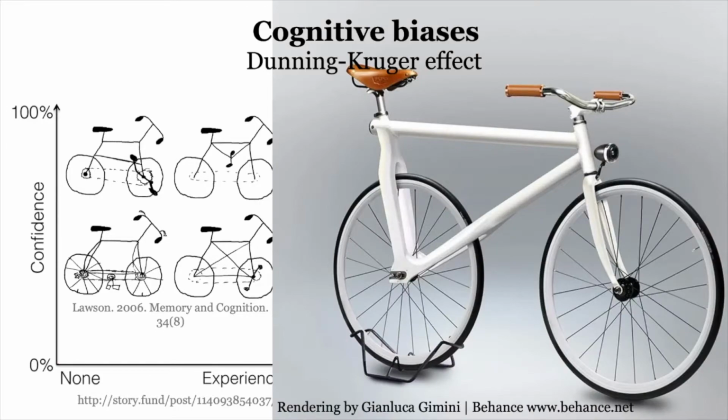There's an artist in Italy, Gianluca Gimini, who takes those drawings from people, these ideas about how they think a bicycle is structured, and then he builds them. There's an art installation you can see where there are all the bicycles that people drew, and you can see that none of them you could possibly ride. If you sit on the seat of this bike, you'll just fall over backwards.